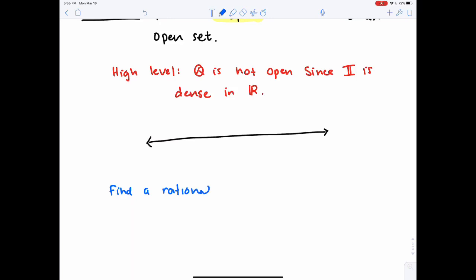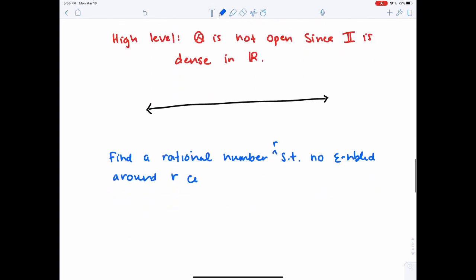So find a rational number, and we'll call that rational number R, such that no epsilon neighborhood around R contains only rational numbers. Because remember, if Q were open, you should be able to find an epsilon neighborhood that stays entirely inside the set, which in this case is the rationals.